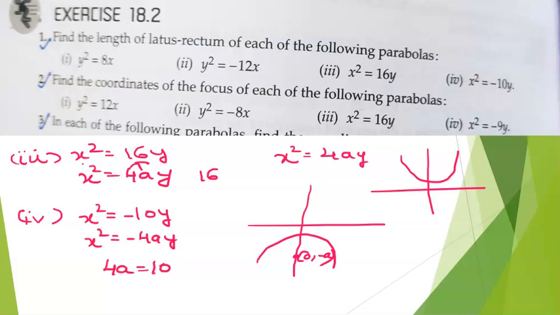Again I am telling, the length of latus rectum for all the four parabolas is the same, that is 4a. So compare with the equation, you will get the answer. Now we'll start with the second question.